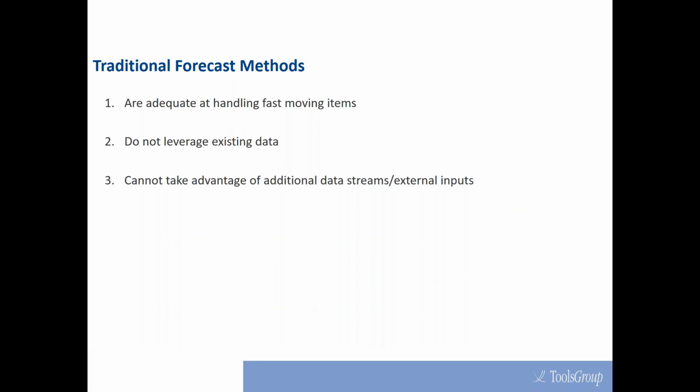Absolutely. So I'll talk a lot about traditional approaches and how that compares to a probabilistic demand model, but I want to set the stage conceptually first about what traditional models do and really don't do that your business is going to need moving forward. So traditional forecasting models right now are adequate at best at handling fast-moving items. But as you start to move down to the medium and slow-moving items, they cannot at all handle those types of items.